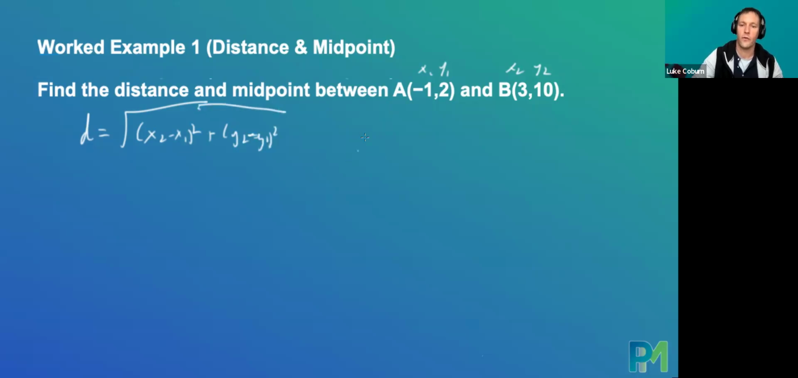Then we have the midpoint formula. The midpoint is going to be ((x1 plus x2) over 2, (y1 plus y2) over 2).